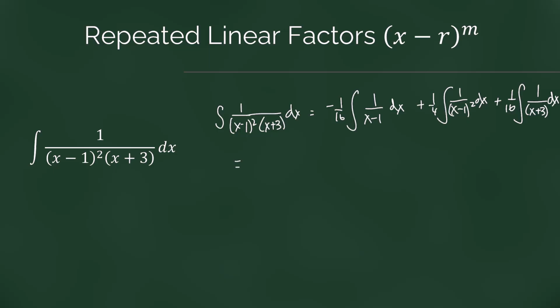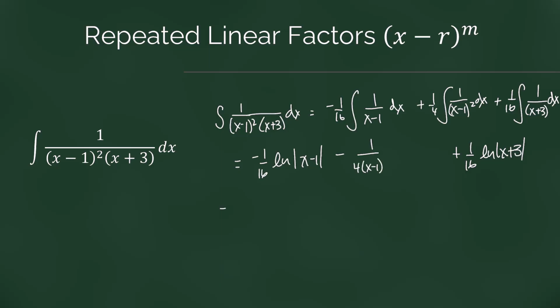The one on the left and the one on the far right are both logarithms. So we're going to end up with -1/16 times the natural log of the absolute value of x minus 1 for the one on the left. The one on the right is 1/16 times the natural log of the absolute value of x plus 3. The one in the middle is du over u squared. If we do a quick u substitution, the antiderivative of that is negative u to the -1. So we're going to actually get -1/4 u to the -1, which would be x minus 1 in the denominator.